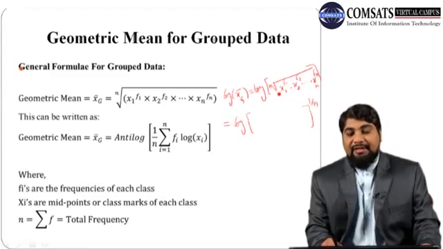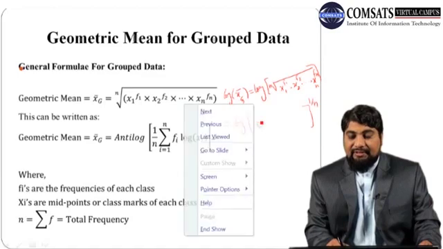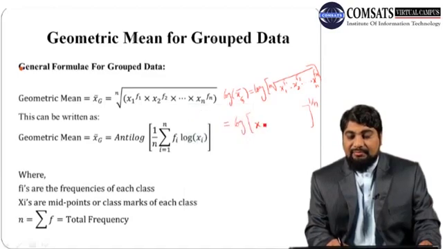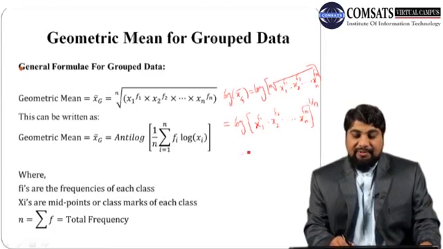So instead of writing this nth root, I am just replacing it with 1 over n. If we have square root, we write it as 1 by 2. If we have cube root, we write it as 1 by 3. So similarly, in this case, we have nth root. So this will be this product raised to power 1 over n. And then here we have this product x1 raised to power f1 into x2 raised to power f2 and so on. Last is xn raised to power fn.